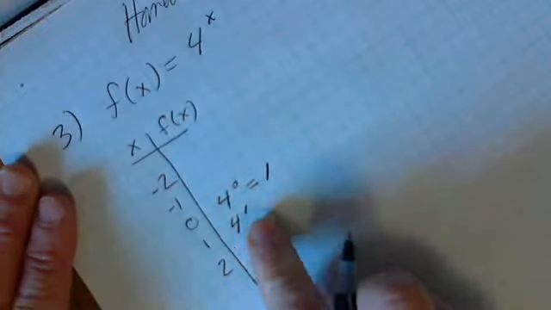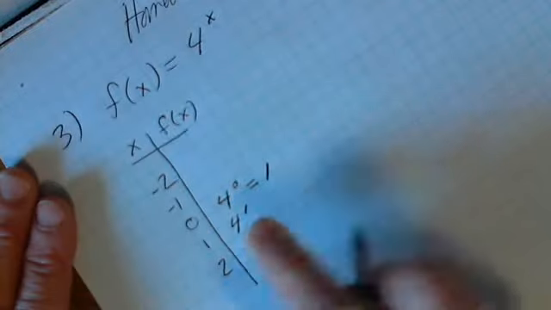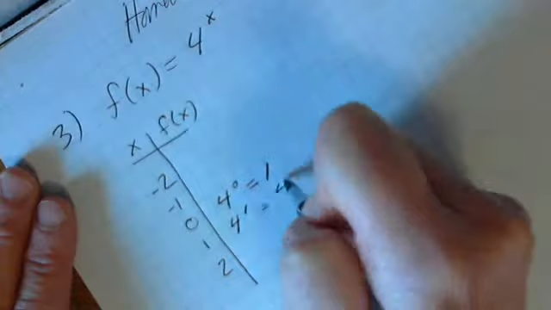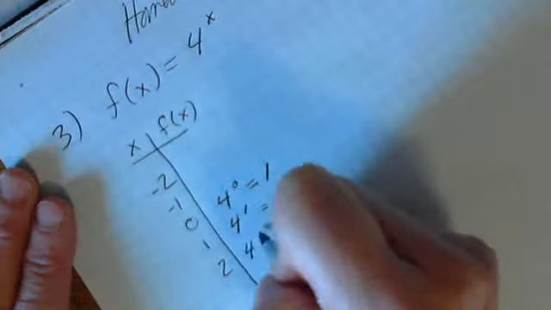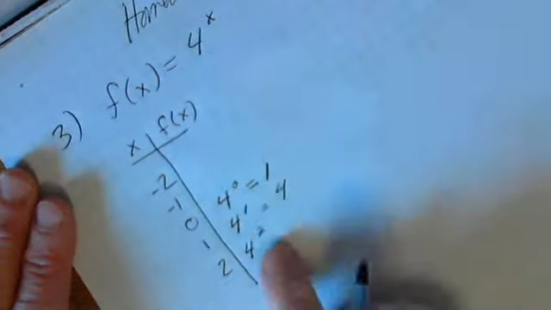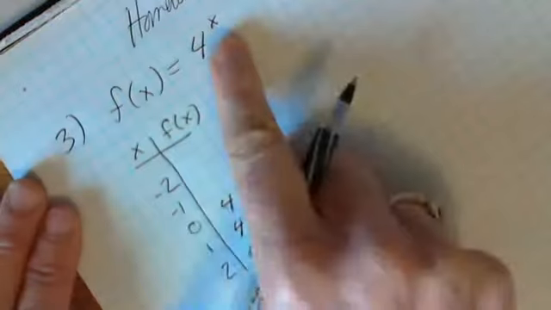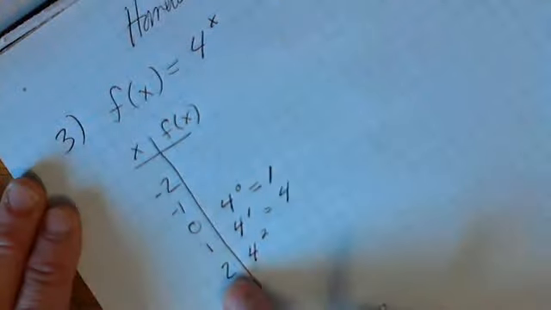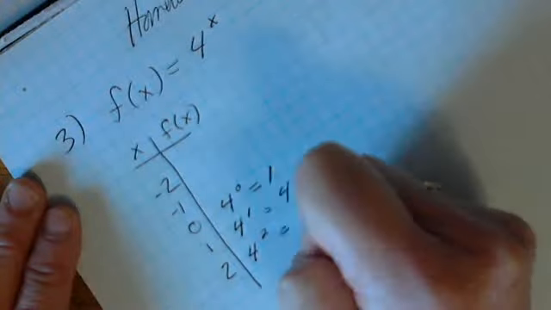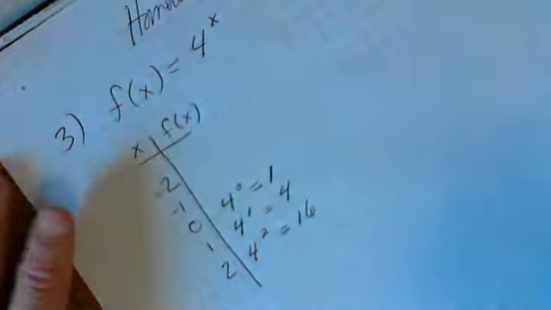Let's put in 4 to the first power, putting 1 in where the exponent was. 4 to the first power is just 4. And now we're going to put in 2 for the exponent. Again, we're replacing x each time with the input given. And 4 squared is 4 times 4, or 16.